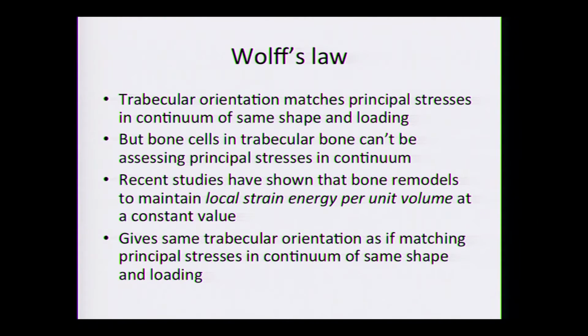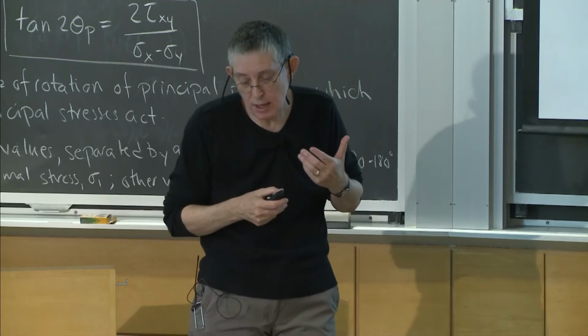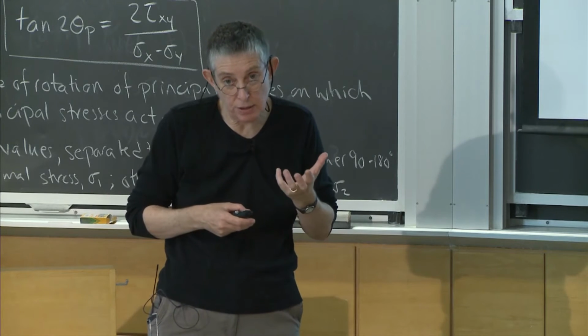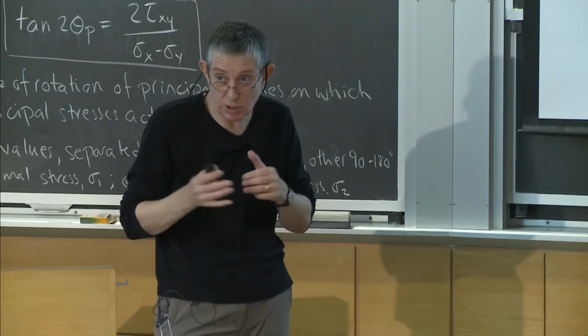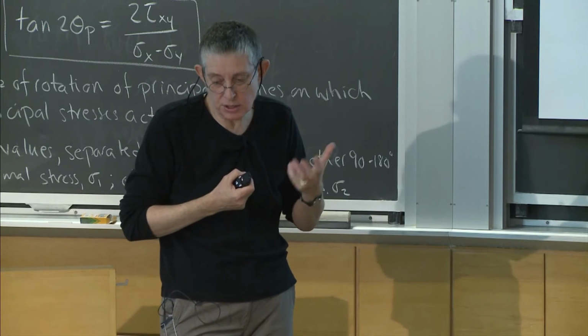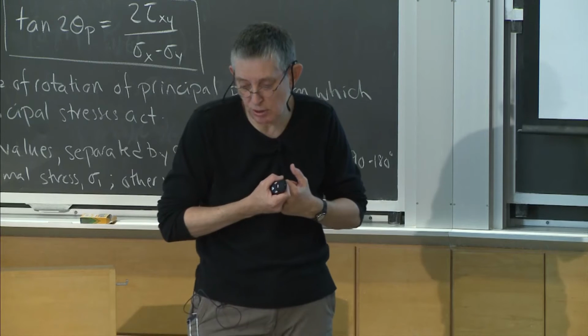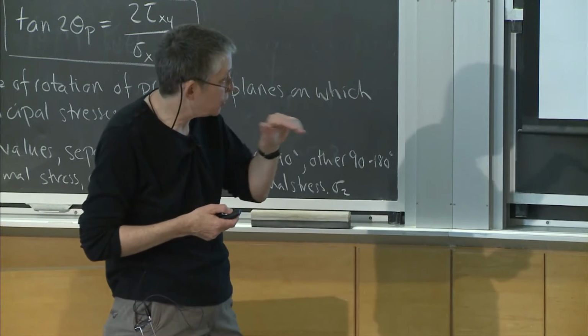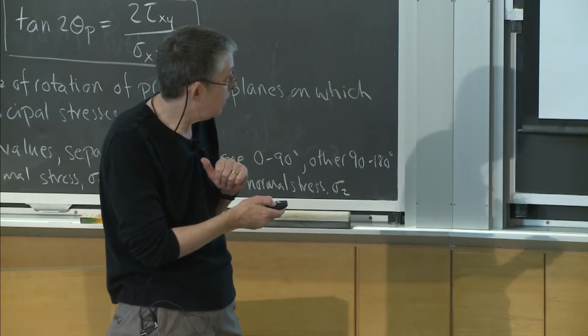So the idea is that the trabecular orientation matches the principal stresses in a continuum of the same shape and the same loading. But when you think about it, the bone cells in the bone don't really see the continuum. And recent studies have shown that the bone remodels in response to a local strain energy per unit volume. So remember we talked about strain energy in the linear elastic stuff? So this is sort of an example of using that. So the idea is that the bone remodels to maintain a constant strain energy per unit volume. And that gives the same orientation as if you were matching the principal stresses in the continuum.